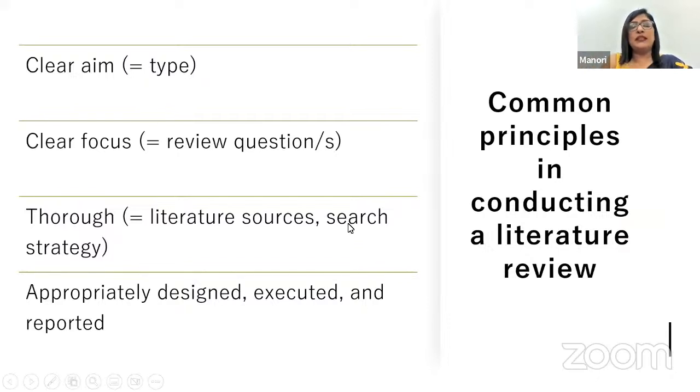there are common principles in conducting a literature review. You have to have a clear aim, clear focus, thorough literature sources, and a search strategy. You should know what the search strategies are. You should know what the most reputed literature sources are, and then it should be appropriately designed, executed, and reported. Okay, so that is the final way.